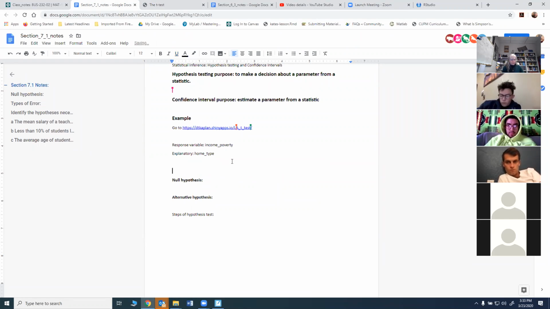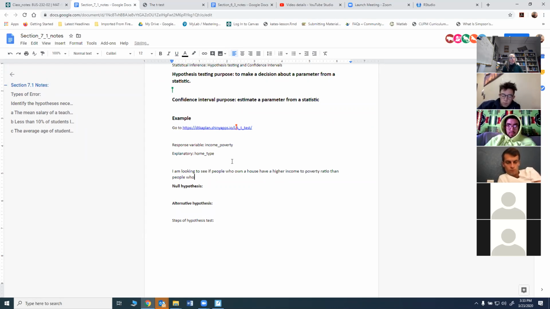So I'm going to write in here that I am looking to see if people who own a house have a higher income to poverty ratio than people who rent. That's my question. That is what I want to know.